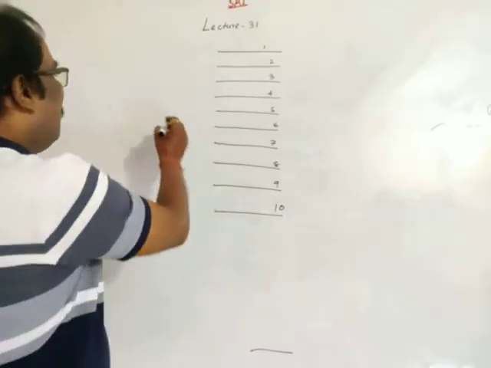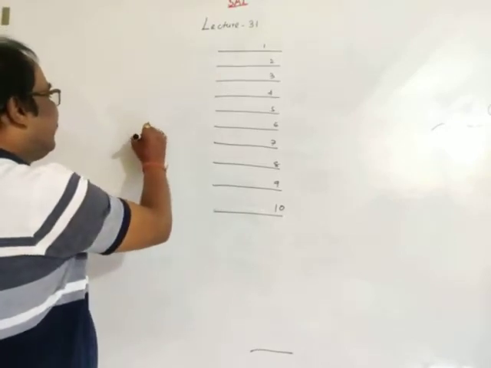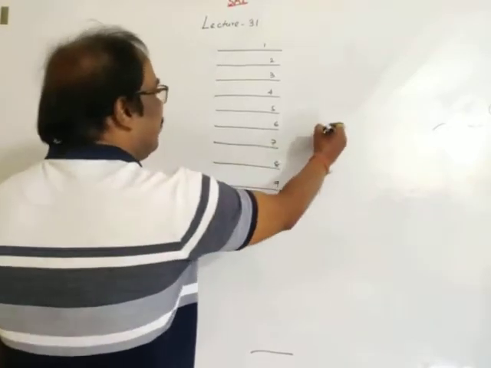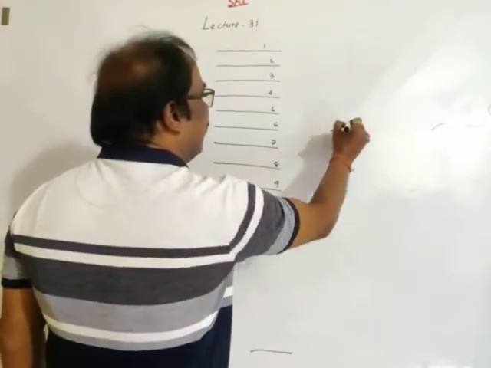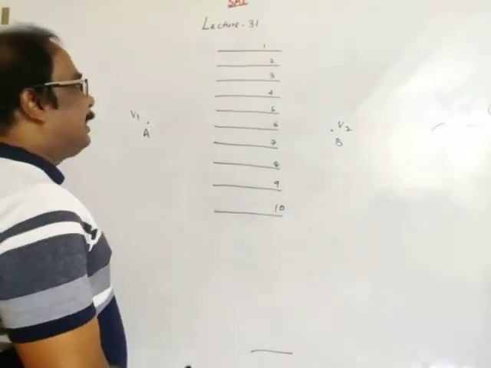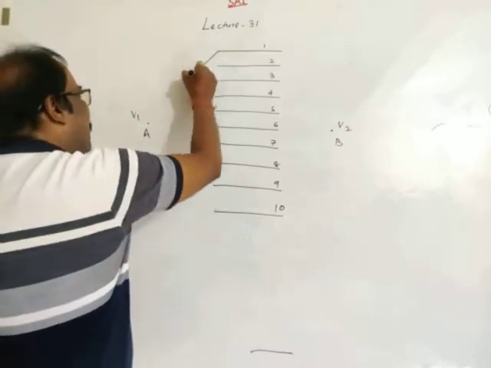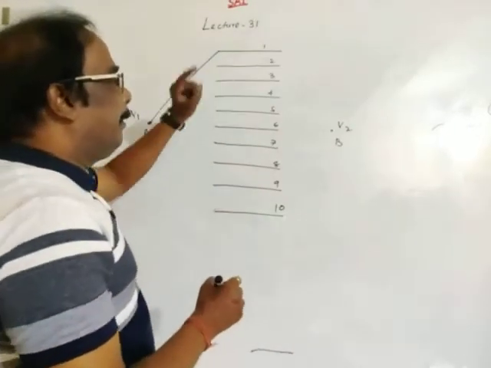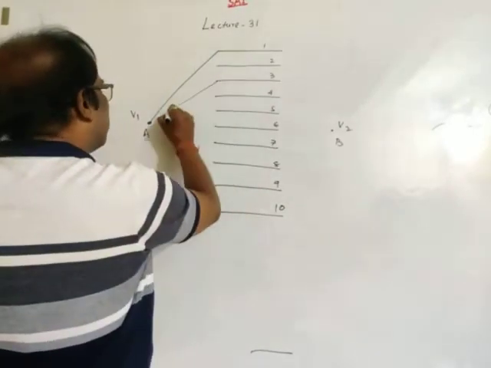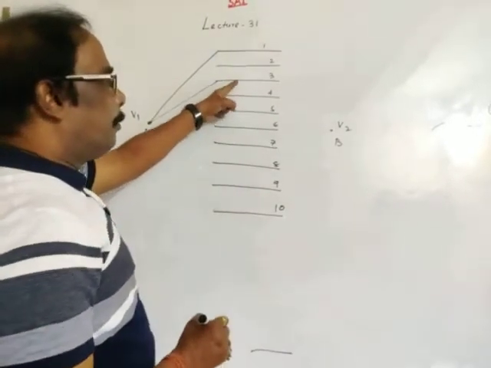Now, this is a common point A, maintained at potential V1. This is a common point B, maintained at potential V2. Let's join now. Let plate 1 be connected to the common point A. Then plate 3 is connected to common point A.